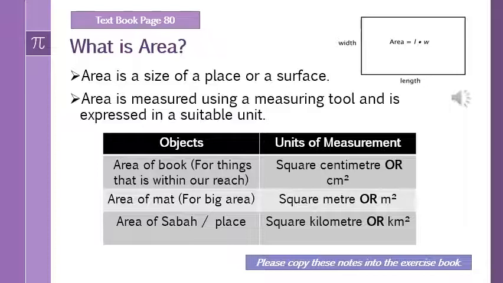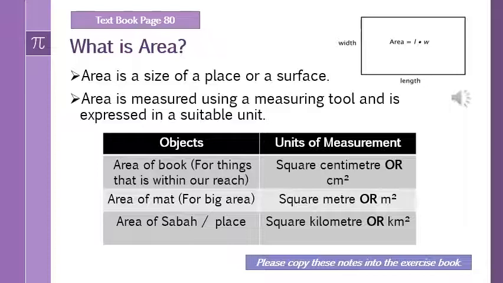Area is a size of a place of a surface. Area is also measured using a measuring tool and is expressed in a suitable unit. What does this mean? So, if we want to calculate the area of a book or your house, we can calculate using formula of area as long as you have the numbers. Let us look at the table in this slide.